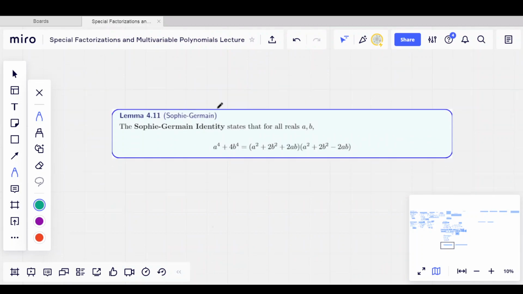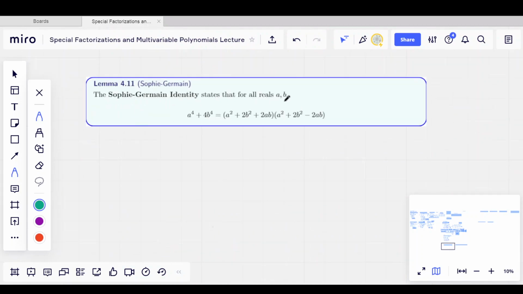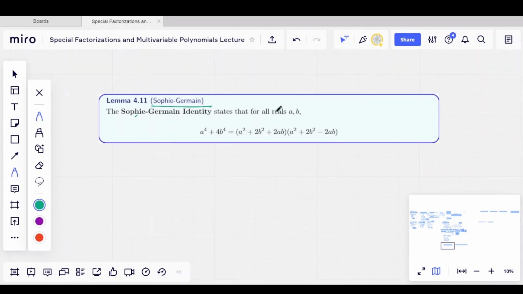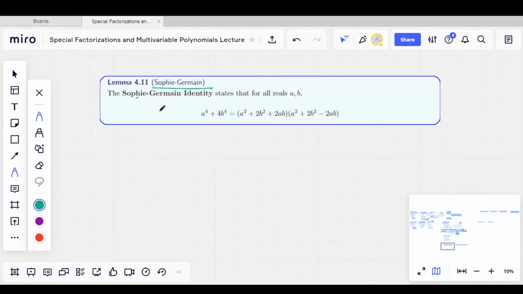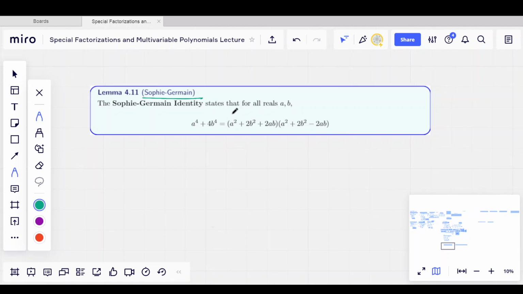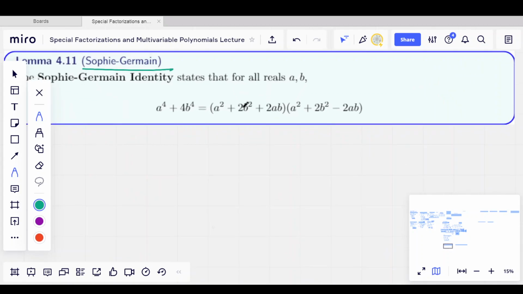So the actual Sophie Germain identity states that for all reals a, b, we get a to the 4th plus 4b to the 4th equals (a squared plus 2b squared plus 2ab) times (a squared plus 2b squared minus 2ab). The Sophie Germain identity is named after, I think it was a German mathematician, I forgot. But she discovered this during her work in mathematics. But this is actually very easy to derive.